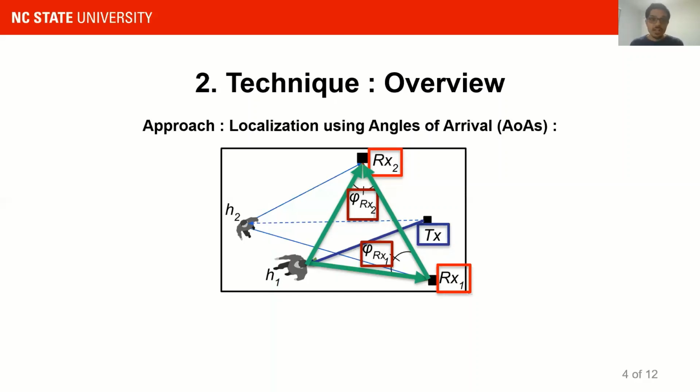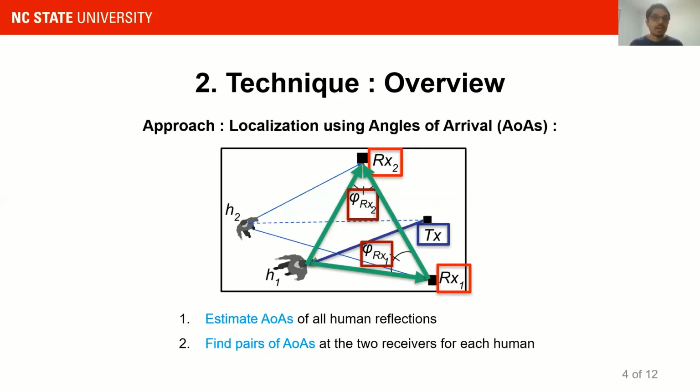So our technique largely involves three steps. First, we estimate the angle of arrivals of all human reflections at both the receivers separately. Then we pair up the angle of arrivals for each human. And finally, we solve the triangle to locate the human and then estimate the trajectory. Now, since the angle of arrival can be measured for both moving and non-moving targets, our approach can track both moving and stationary humans, unlike prior works.